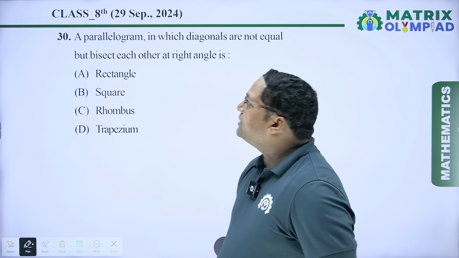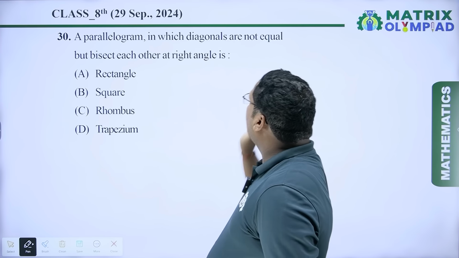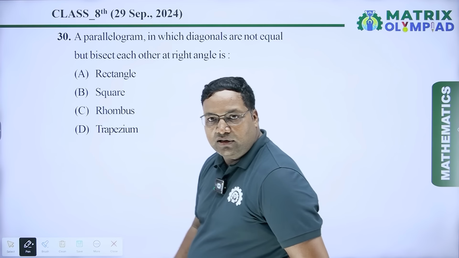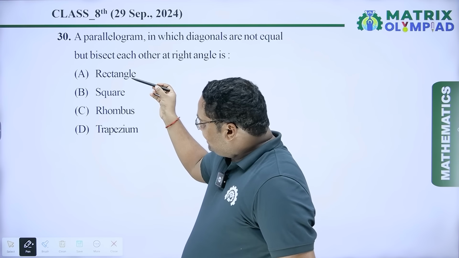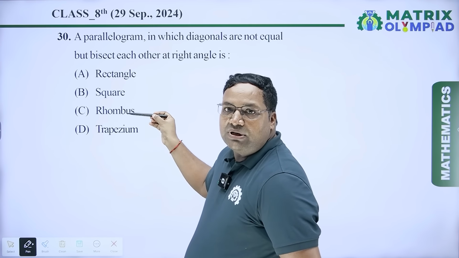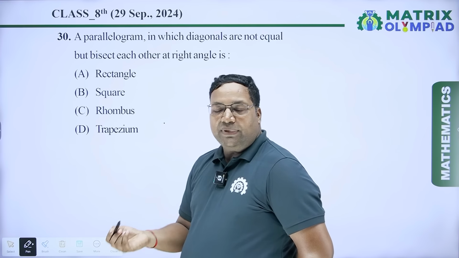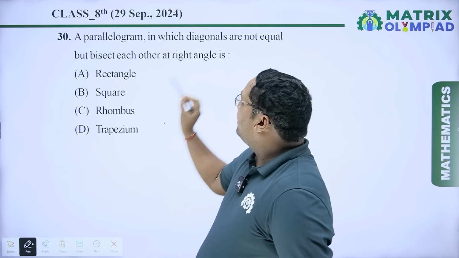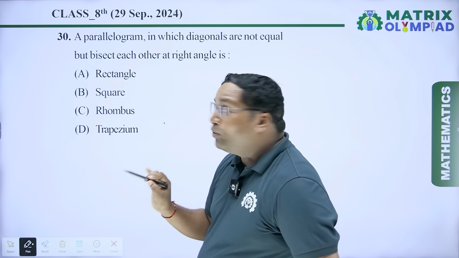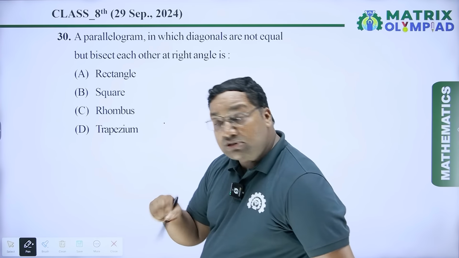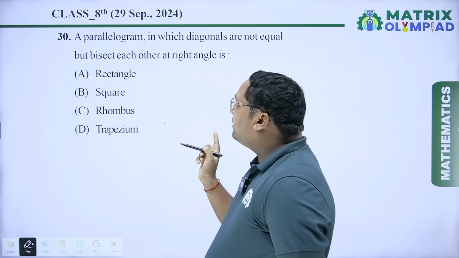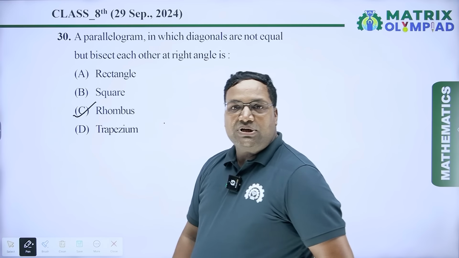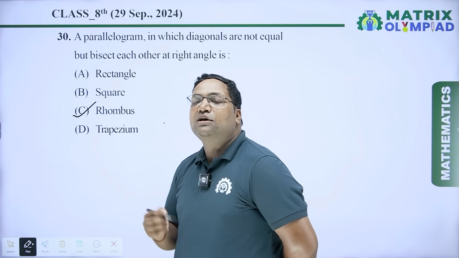Question number 30: a parallelogram in which diagonals are not equal but bisect each other at right angle. So here you can see these three, rectangle, square and rhombus, these are special types of parallelogram, but trapezium is not a parallelogram. But in this question it is given diagonals are not equal. Diagonals are not equal but they bisect each other at the right angle. So right option is C option, rhombus. That type of parallelogram is known as rhombus.